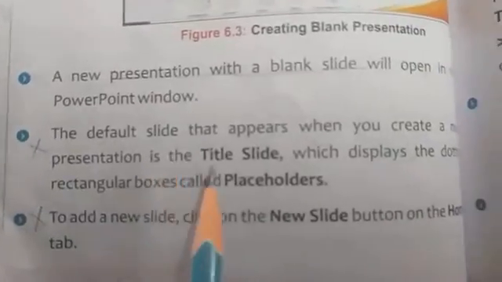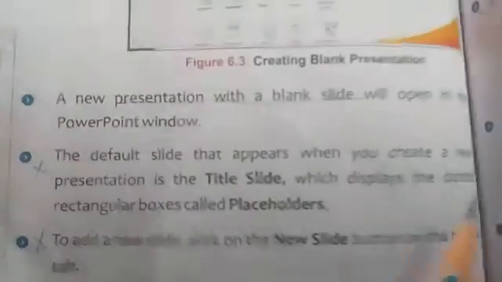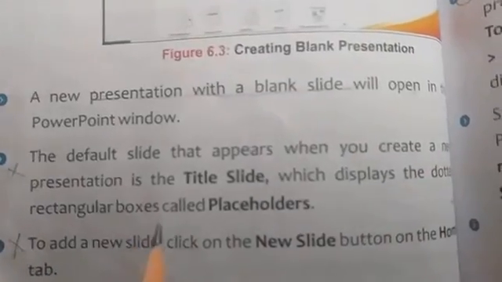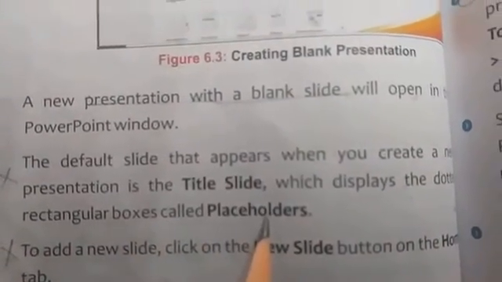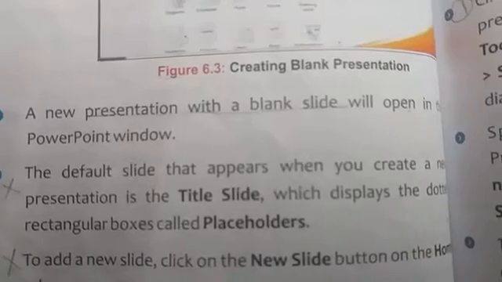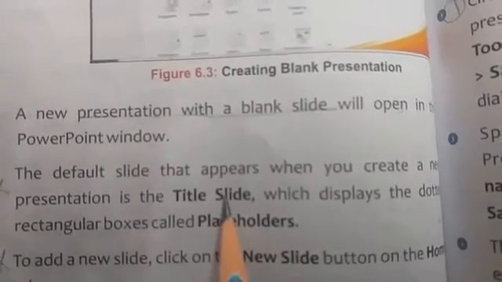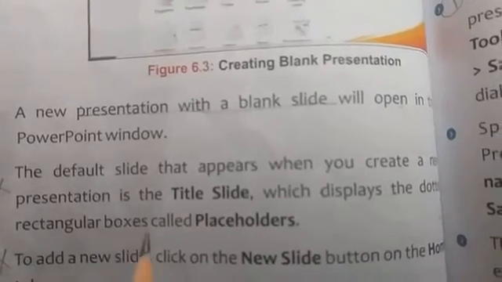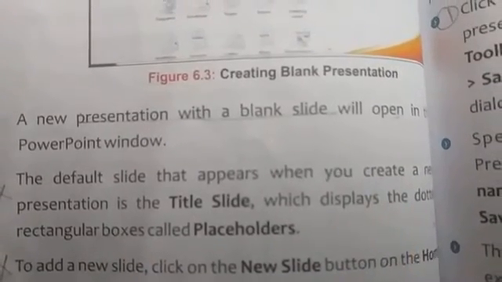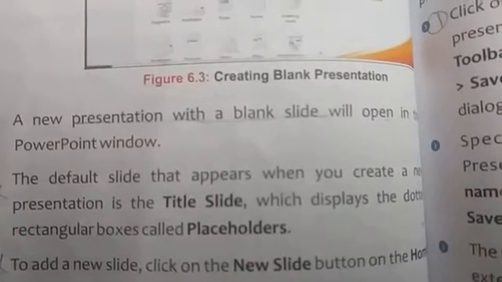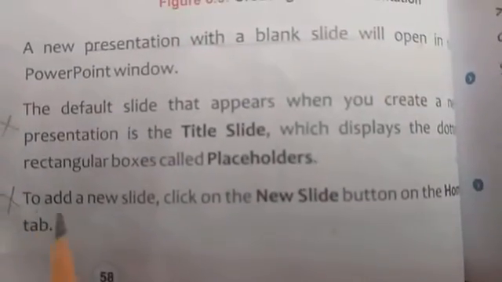The default slide that appears when you create a new presentation is the title slide, which displays dotted rectangular boxes called placeholders. Whenever your new blank presentation opens, you will see the title slide and dotted rectangular boxes. Those dotted rectangular boxes are called placeholders, where we can type any type of text.